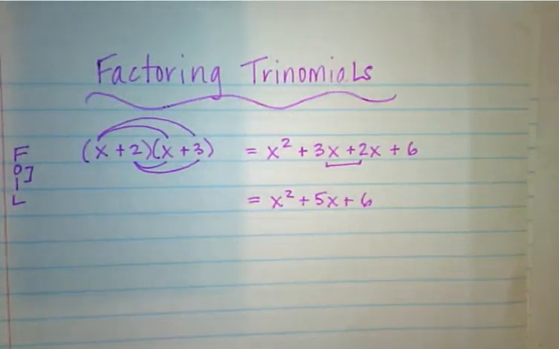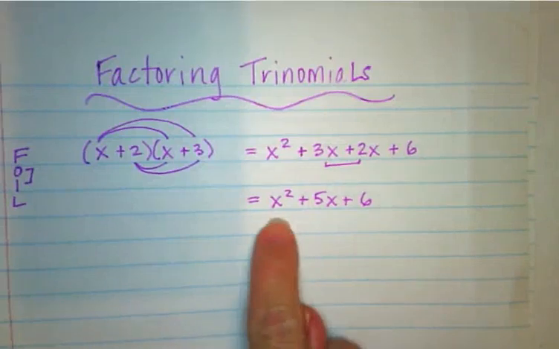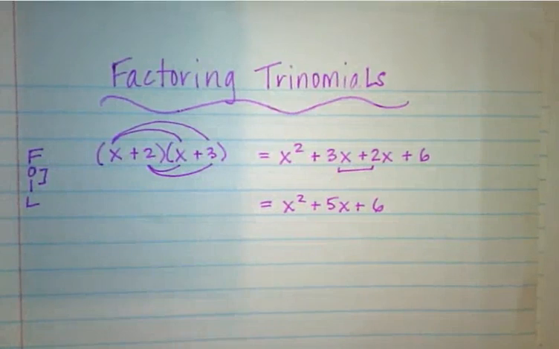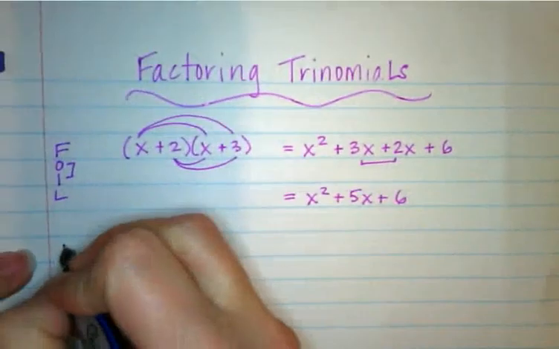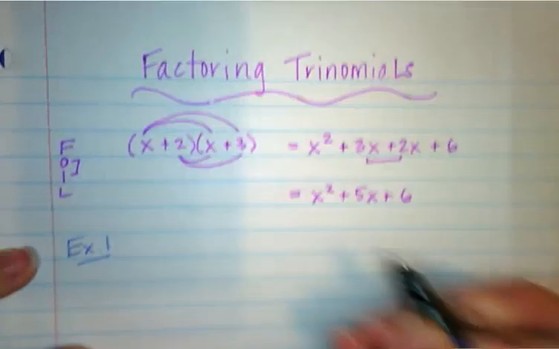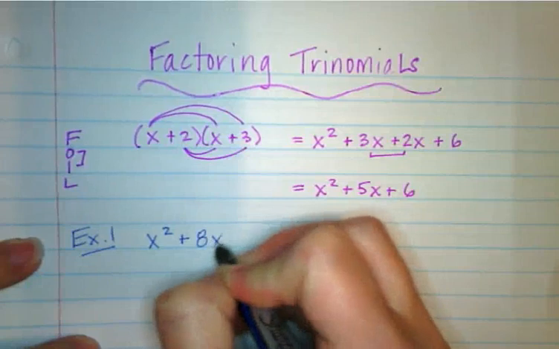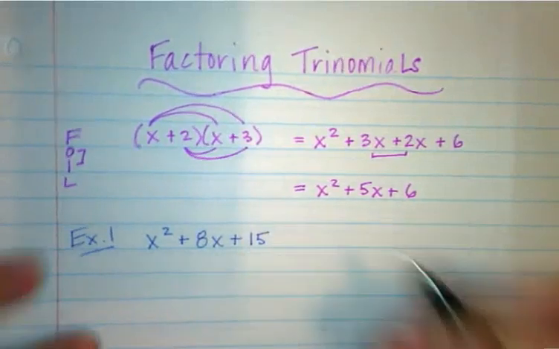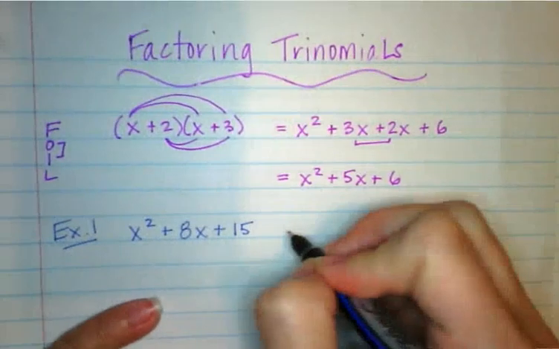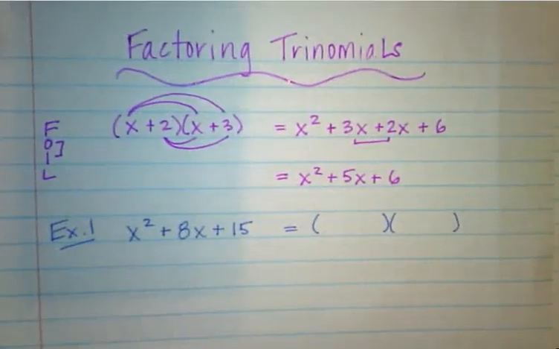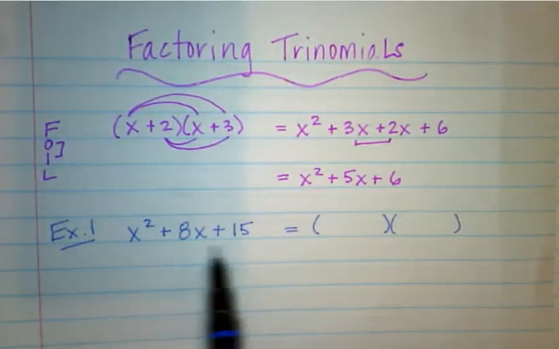What we're going to do now is actually the exact opposite. Whenever we factor something, that means that we are going to take what used to be the answer, and we're going to write it as a multiplication problem. So for example 1, let's say we started with x squared plus 8x plus 15. Now we know that we need to break this up into two binomials that if we FOILed them, we would end up with this.